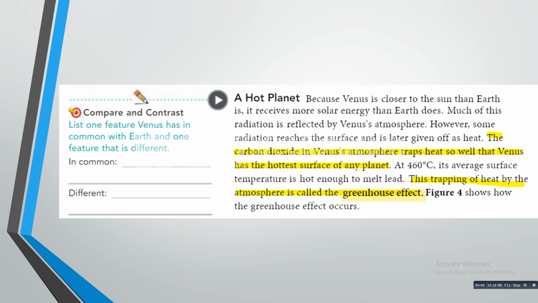Right? So after we are done with this, I would like you to answer this question: compare and contrast one feature that Venus has in common with Earth and one feature which is different. I already told you the similarity and the difference, just write it down in your book.